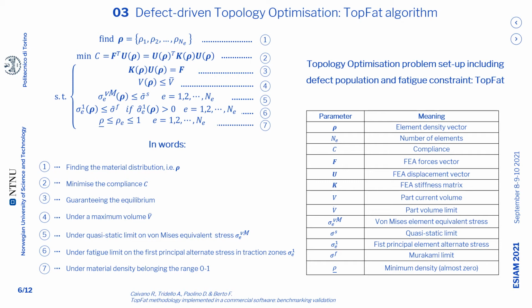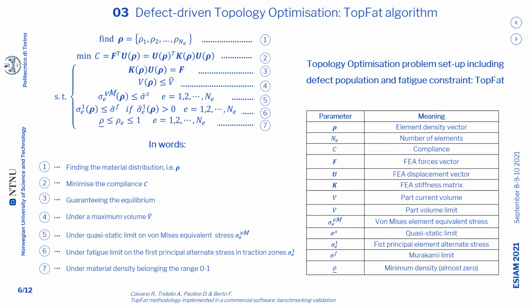The formula can be quite easily understood looking at the different terms that compose it. Basically, the aim is to find the relative density of each element in the domain, that is the topology, which minimizes the global compliance. Meanwhile, the equilibrium must be effective, and this is guaranteed by the finite element model. The final volume must be a fraction of the initial one.